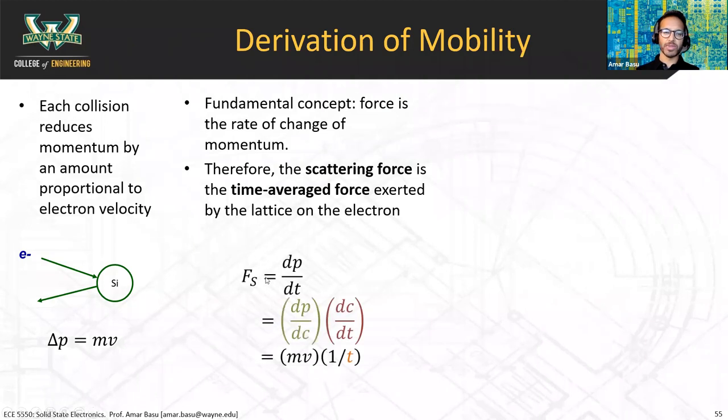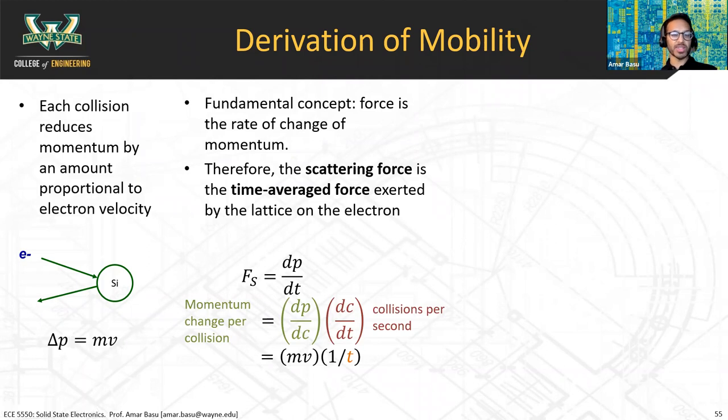So let's look at the equation for this. The scattering force is equal to dp/dt, the change in momentum with respect to time. If we apply something from calculus called the chain rule, we can break this up into two parts. The change in momentum for every collision, dp/dc. The reason we did this is that every time there's a collision, there's a momentum change, and we just talked about that: Δp equals mv. Then we look at dc/dt, which is the number of collisions per second.